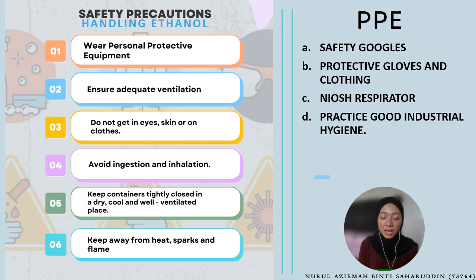Ethanol is considered hazardous by the 2012 OSHA Hazard Communication Standard. According to the MSDS of ethanol, some precautions need to be considered while handling and keeping the chemical in storage, such as, firstly, wear personal protective equipment or face protection. Next, ensure adequate ventilation. Then, do not get ethanol in eyes, on skin, or on clothing. Avoid ingestion and inhalation. Keep containers tightly closed in a dry, cool, and well-ventilated place. And last but not least, keep away from heat, sparks, and flame as ethanol is flammable.